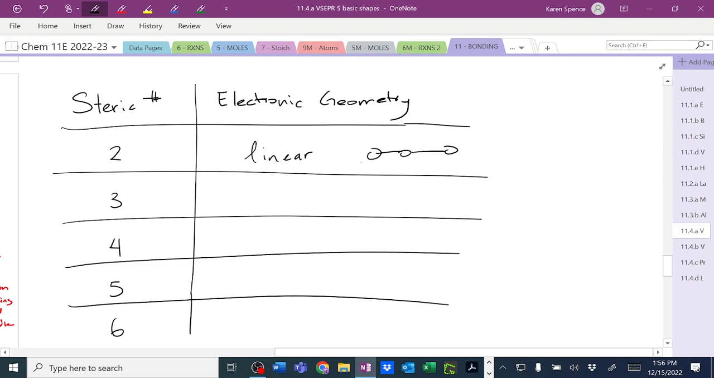What's 3? Trigonal planar, because it's like it's on a plane, right? And it would look like that, yes. And then we would have, what's 4? Tetrahedral.